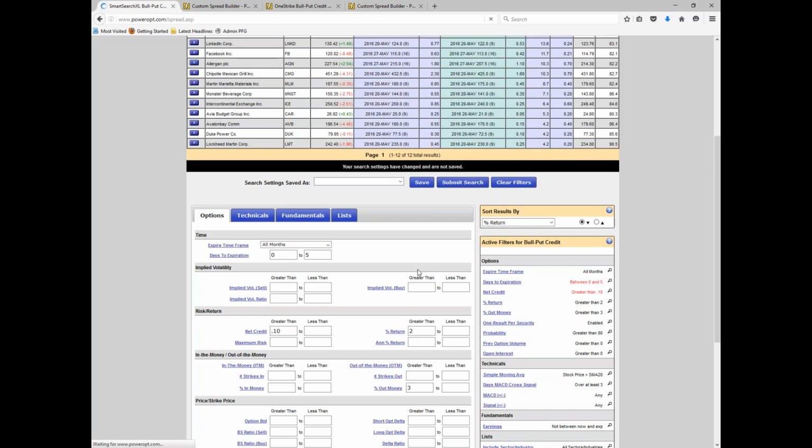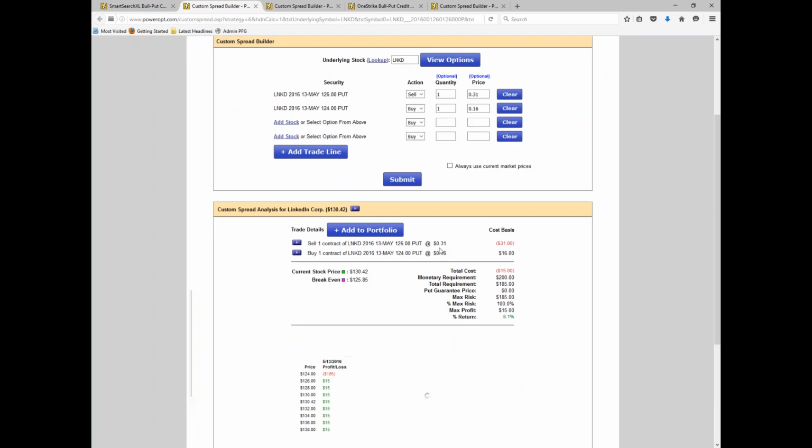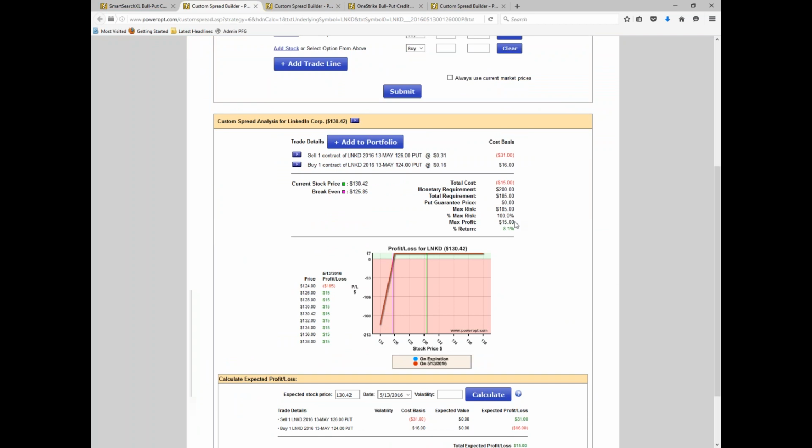All right, so now what we take into account is we have some positions here. Let's see, good 2-point spread there on LinkedIn. Again, okay, so we keep LinkedIn with a 2-day out spread. Let's take a look. LinkedIn currently at 130. Sell the May 13th 126 put for 31 cents and buy the May 124 put for 16. This gives us a net credit of 15 cents with a risk of 185.